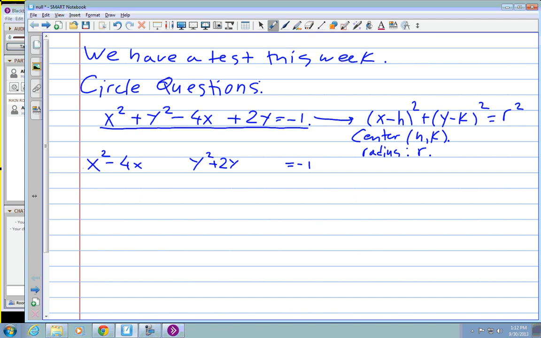So when I look at just the x's, what do I need to add in order to complete the square for just x's? What do I need to add? 4. How do we get 4? Yeah, you take the number in front of x, you half it, and you square it, right? So I added 4 to the left-hand side of the equation. I'm going to add 4 to the right-hand side of the equation.